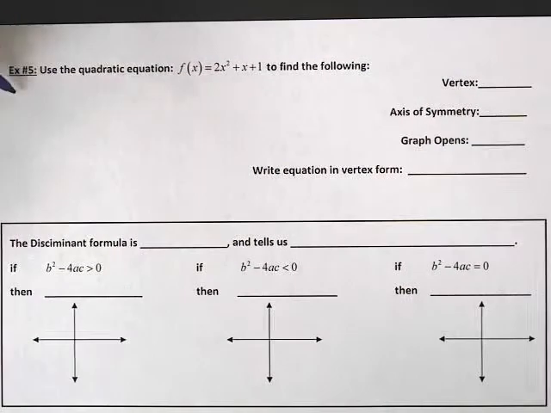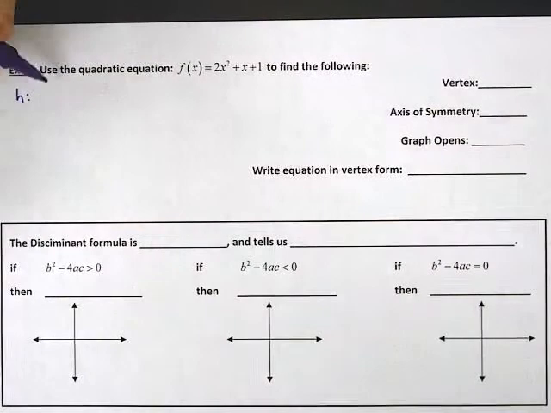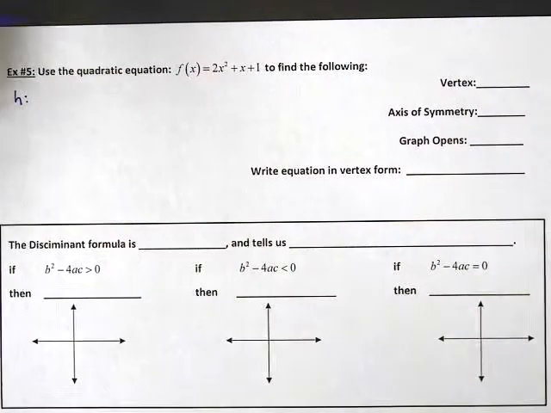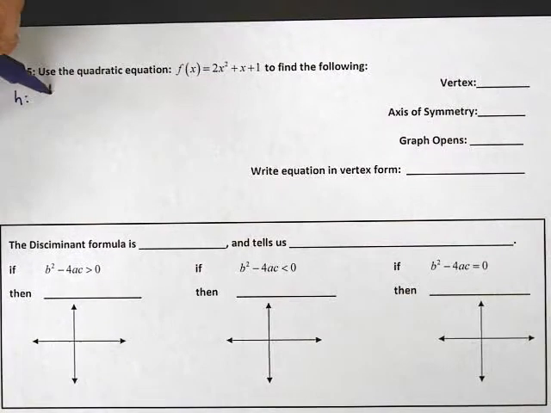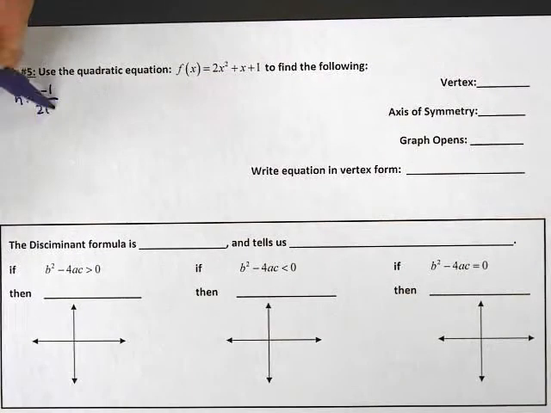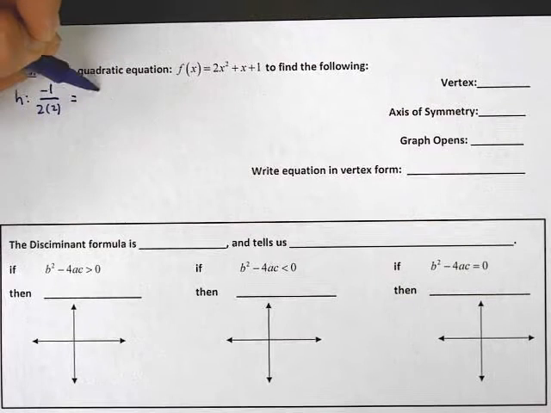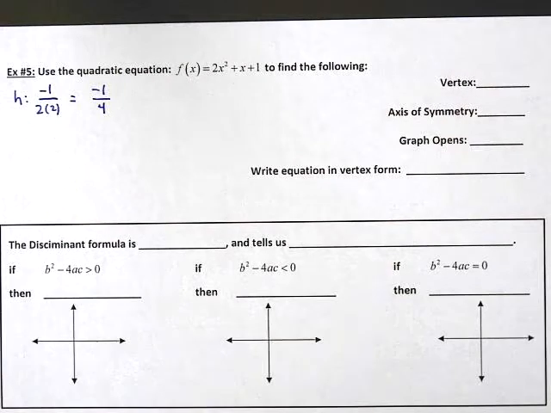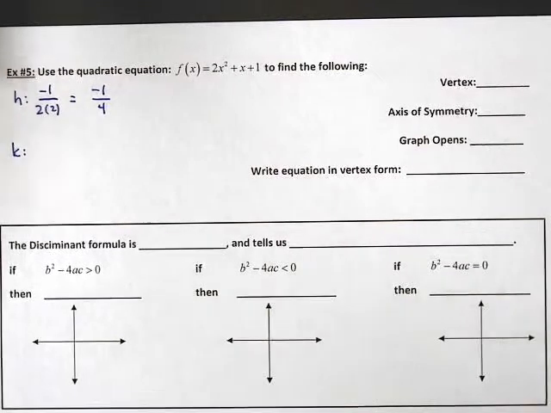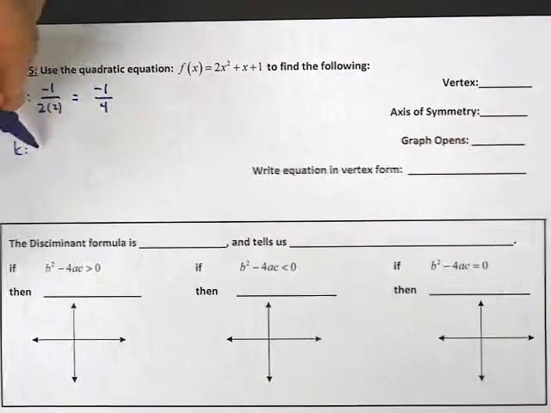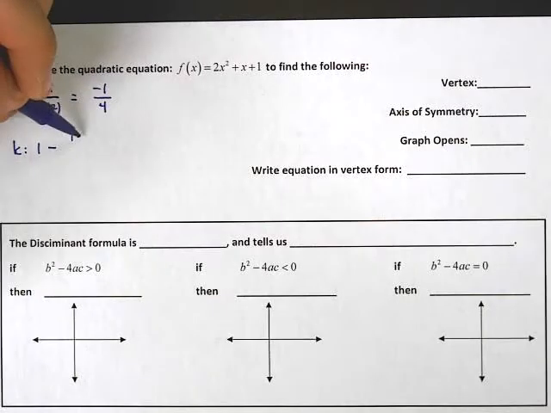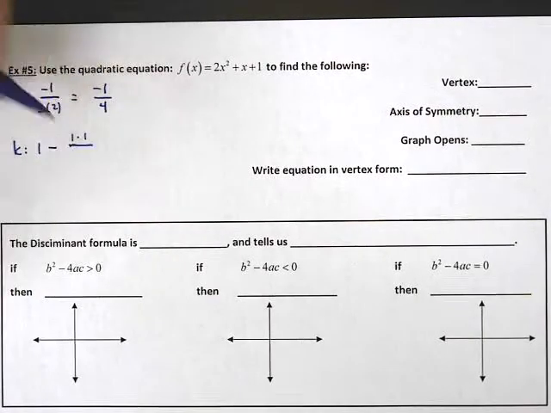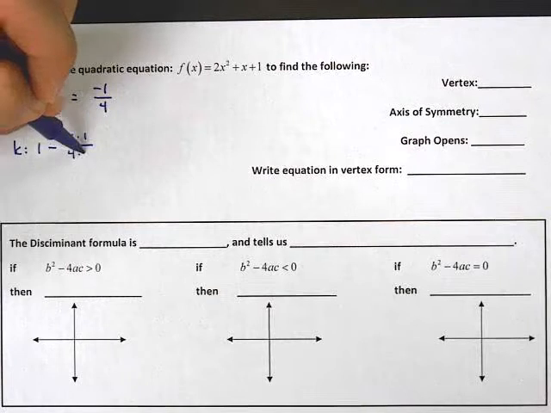All right. So again, h. We know h is negative b over 2a. So negative 1 over 2 times 2. Okay, this is easy. Negative 1/4. Now for k, c minus b squared over 4a. So 1 minus b squared is just 1 times 1, and then over 4a, so 4 times 2.